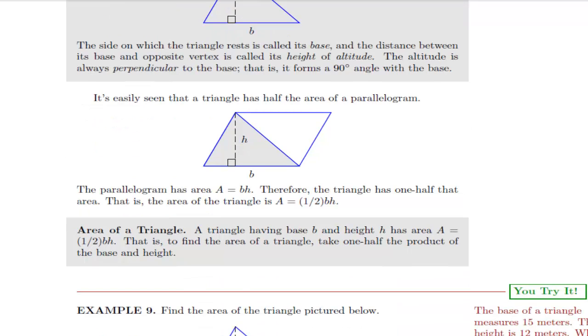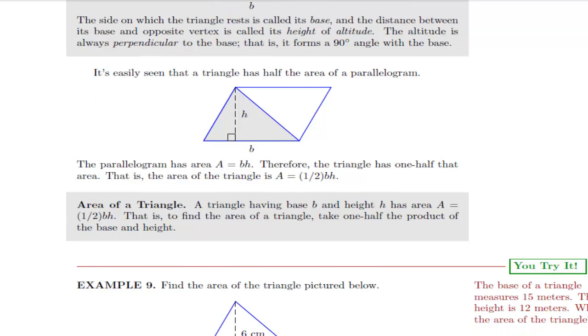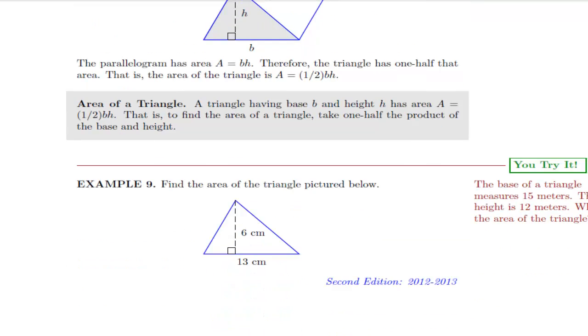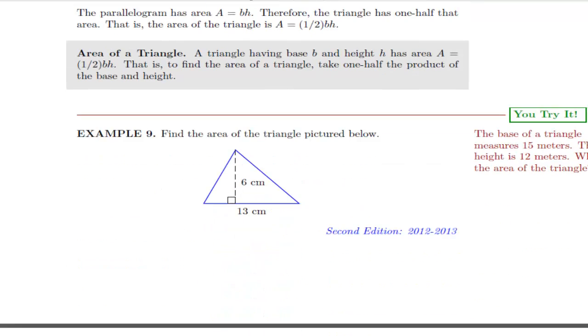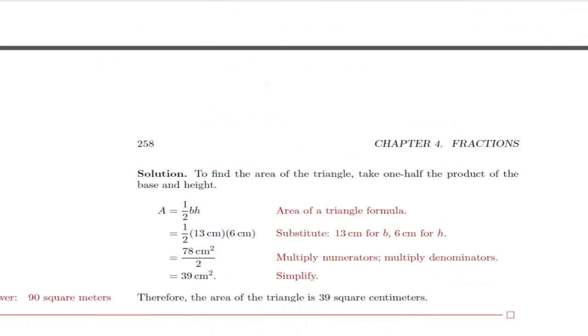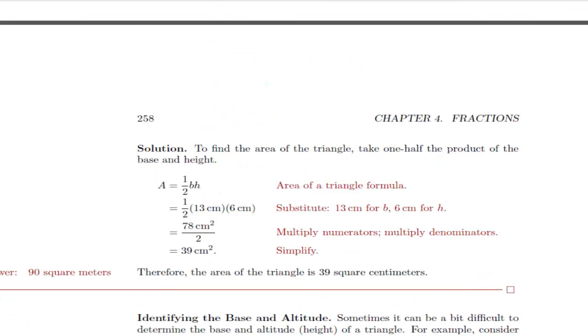Area of a triangle. A triangle having base b and height h has area A equals 1/2 times b times h. That is, to find the area of a triangle, take 1/2 the product of the base and height. Example 9. Find the area of the triangle pictured below with base 13 centimeters and height 6 centimeters. Solution. To find the area of the triangle, take 1/2 the product of the base and height.